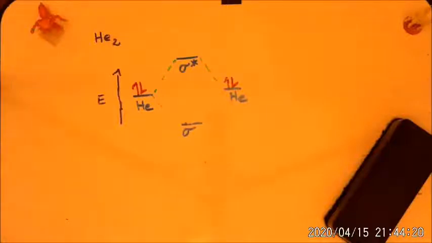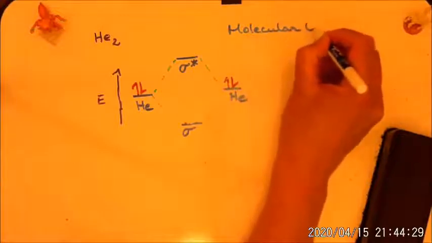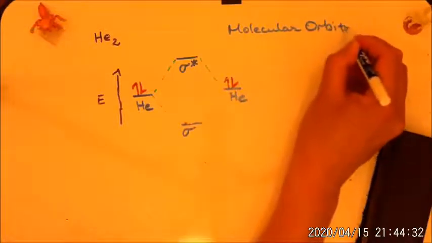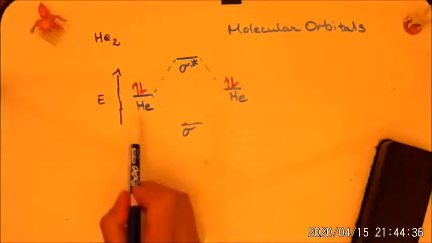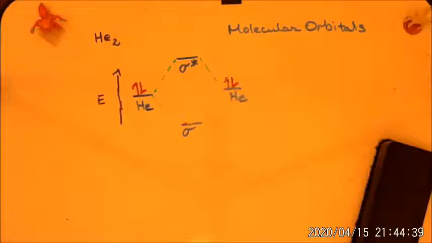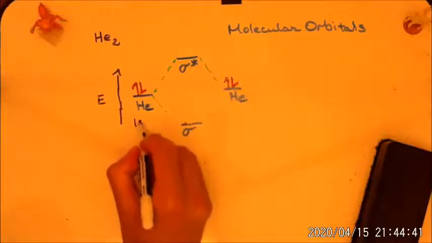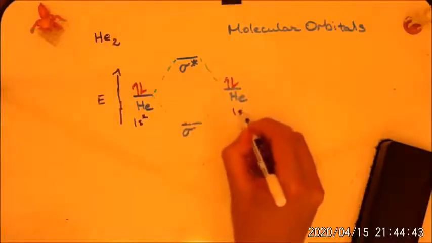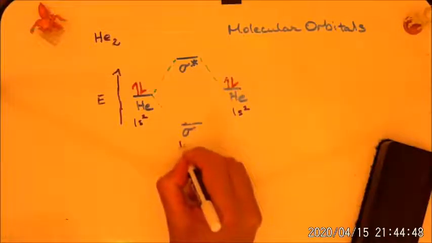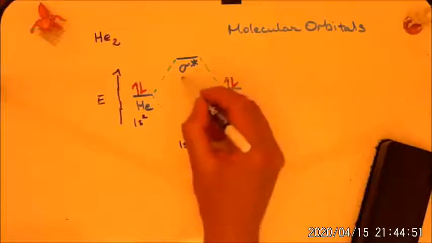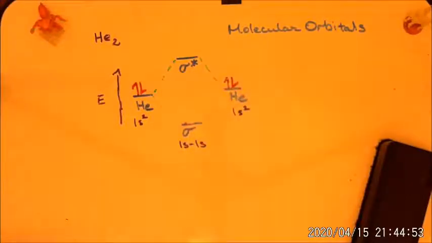Okay, let's go ahead and continue with molecular orbitals. In this case, we're going to be doing helium. So each helium atom has its 1s2. Again, when we make our sigma bond, this is a 1s sigma. This is a 1s sigma star.